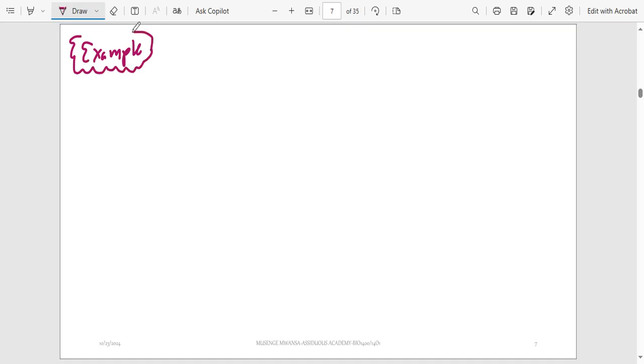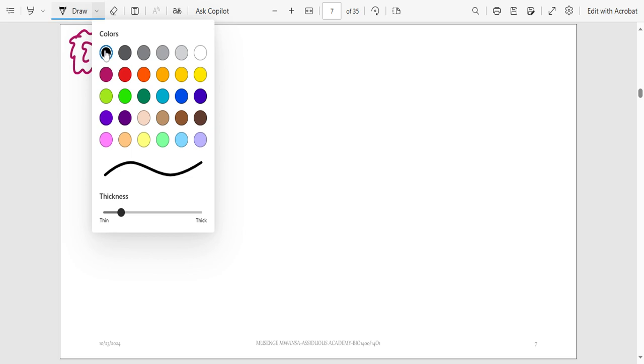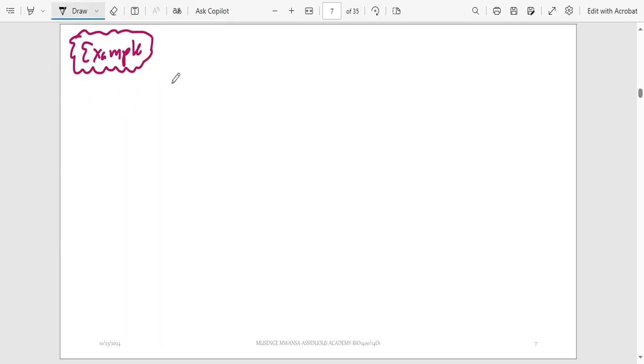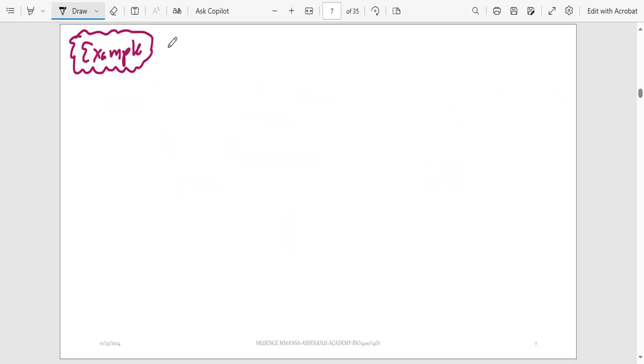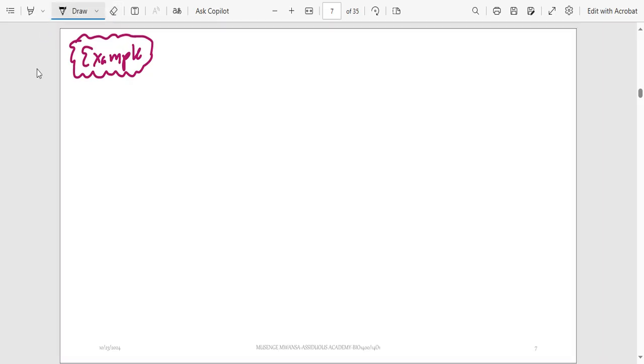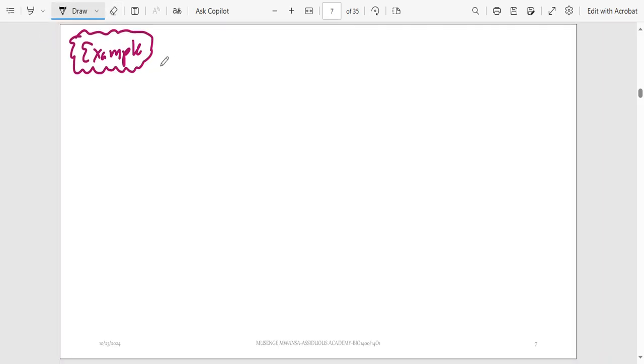So in this example, say we have a tall plant that is crossed. There is no need for me to mention who I'm crossing with. Remember, we are performing a test cross. Immediately you hear test cross, it means that what you are crossing with is someone that is recessive, short.